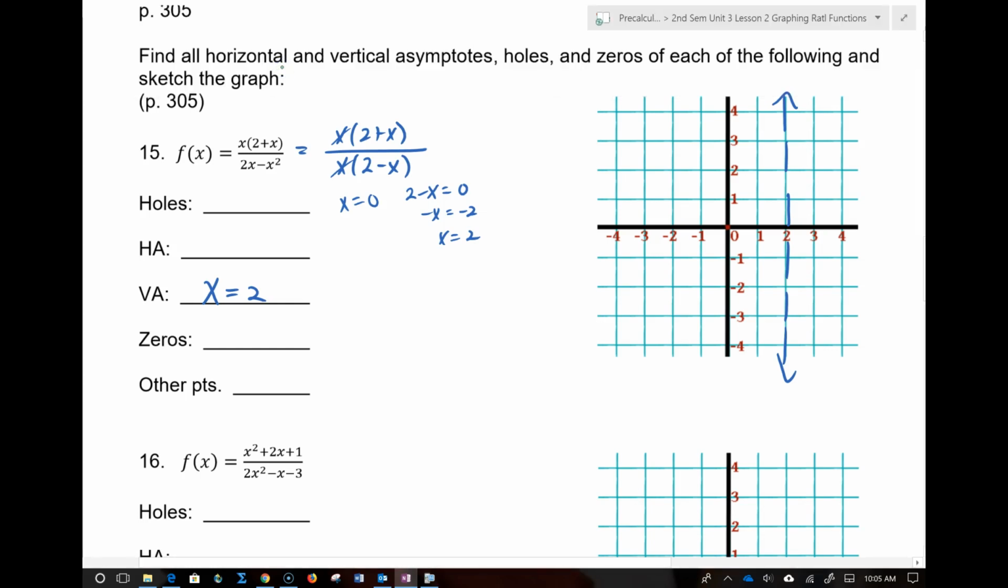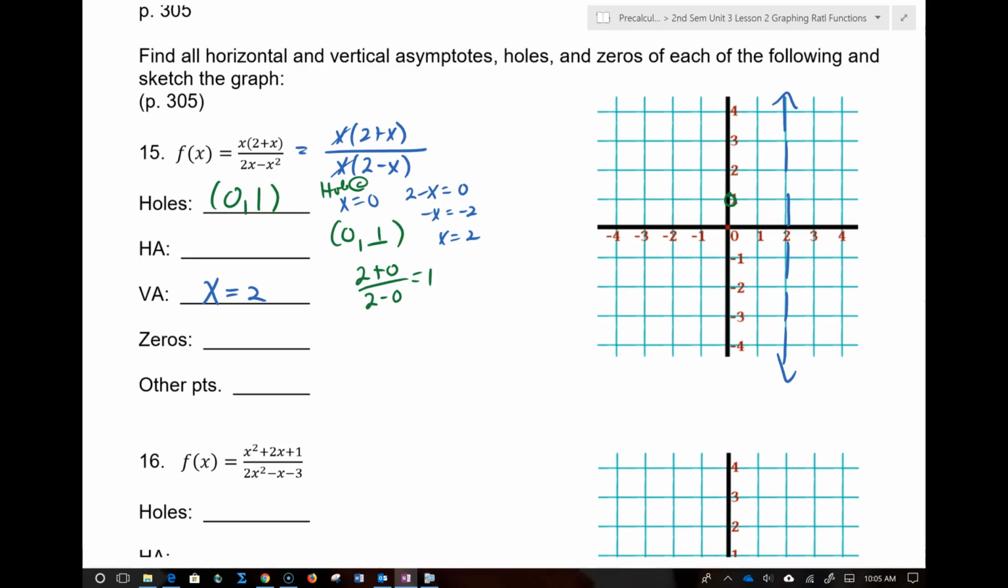The holes are where we have our common factors. So we really have a hole when my x is at 0. So I have my 0 here. I have to plug it into my simplified fraction there. So you end up getting 2 plus 0 over 2 minus 0, which equals what? 1. So my hole is at 0, 1. So here's 0, open circle at 1.